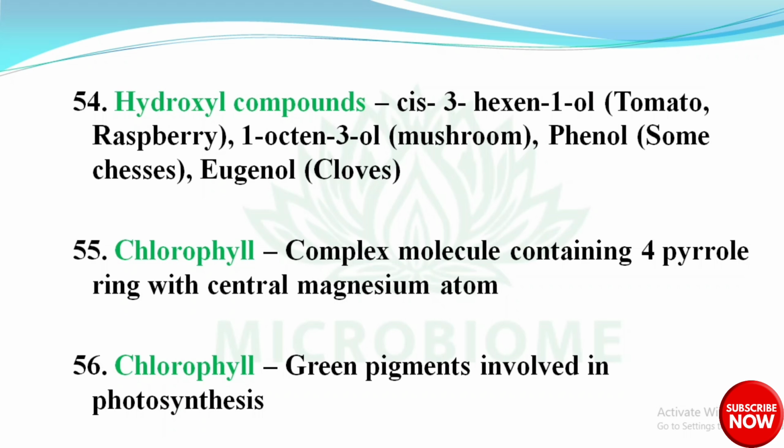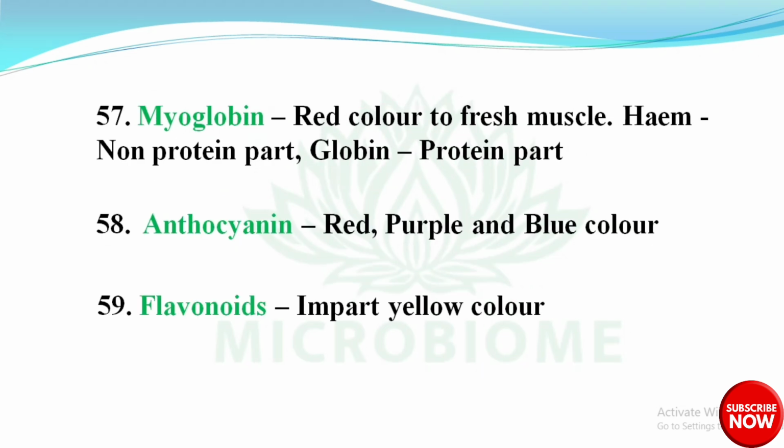And next, chlorophyll. Chlorophyll is a complex molecule containing a 4-pyrrole ring with a central magnesium atom. Chlorophylls are the green pigments involved in photosynthesis. And next, myoglobin. It gives the red color to fresh muscle. Heme is the non-protein part, globin is the protein part. Then anthocyanin gives red, purple and blue color. Then flavonoids impart yellow color.